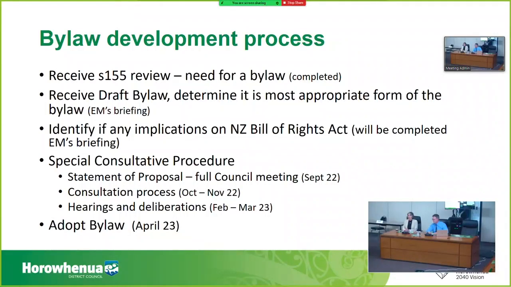So at the moment, what we're trying to do is to identify those properties with stormwater issues, and also bring some solutions with it, options with it. I do understand that there are some properties that are quite challenging, and we will need to address those.